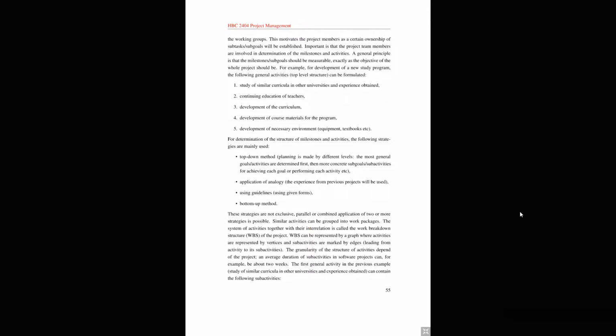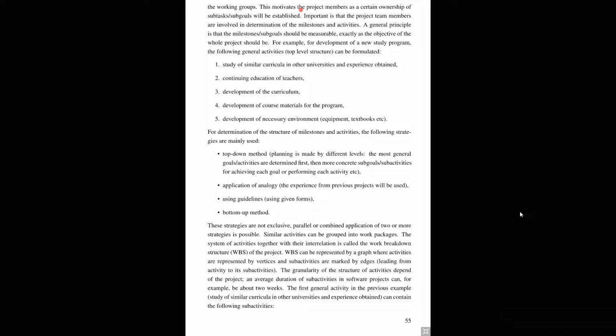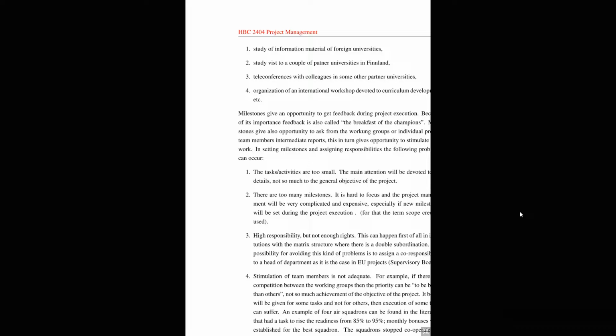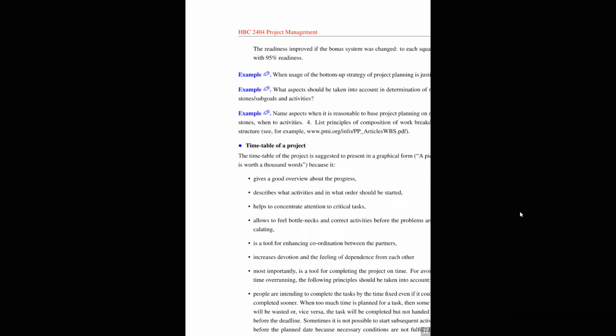And when you assign them roles and responsibilities, it will motivate the project members because they will feel part and parcel of the ownership of the sub-goals that will be established. When you assign them the roles, they are aware that this is what they are going to do, and they'll be happy about it. They will know how they are going to carry out the activities and the milestones within the project.